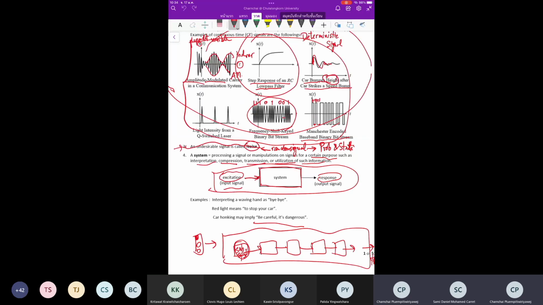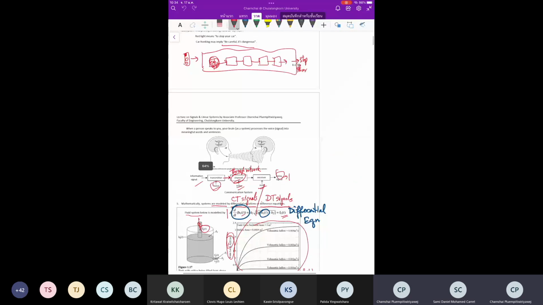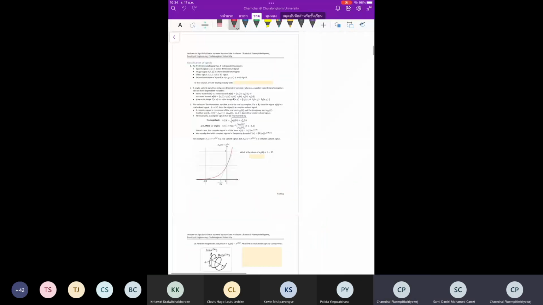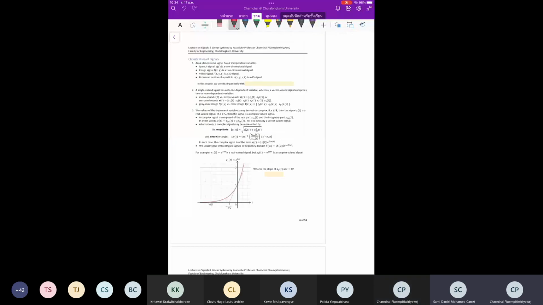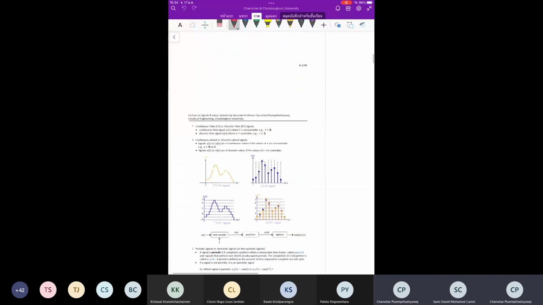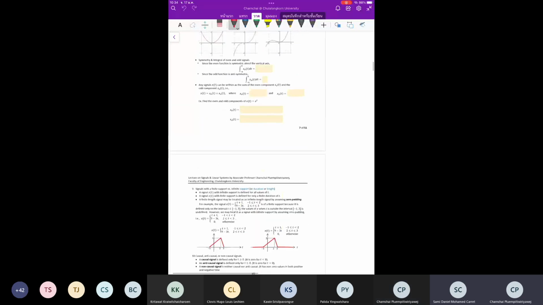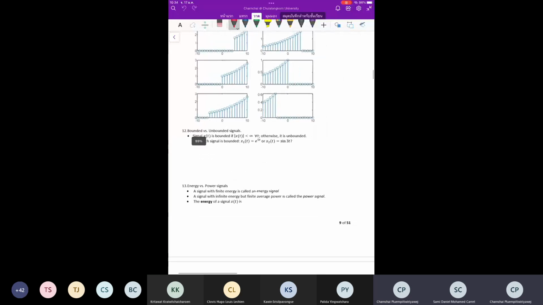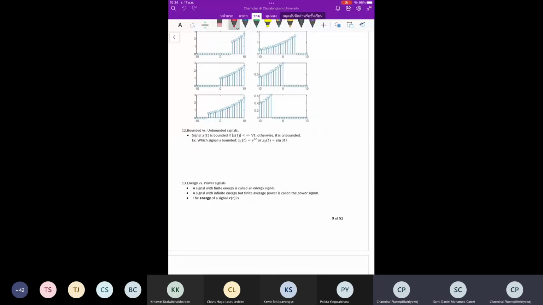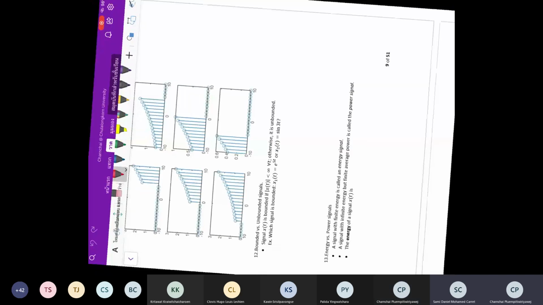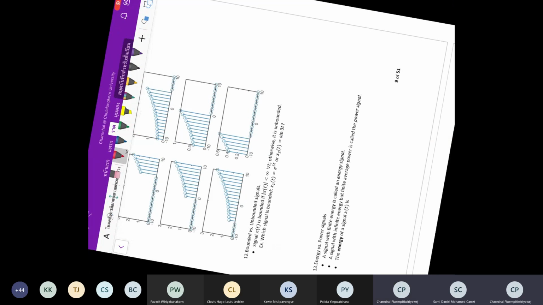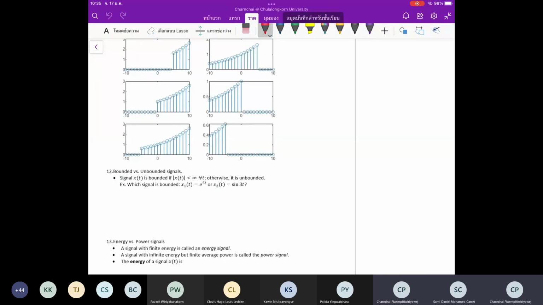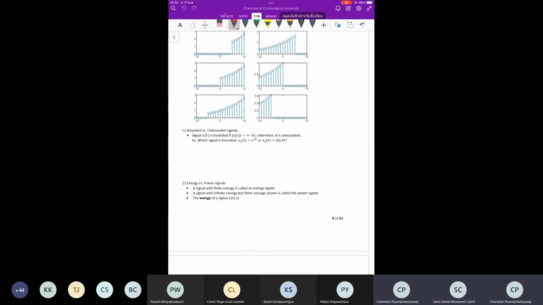Okay, where were we last time? Last time we finished classification of signals, right? What page was it? Oh, we haven't finished yet, right? We still have the last two: bounded and unbounded, and energy and power signals. Okay, shall we start? Are you ready?